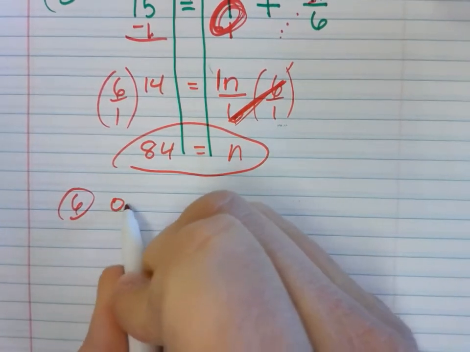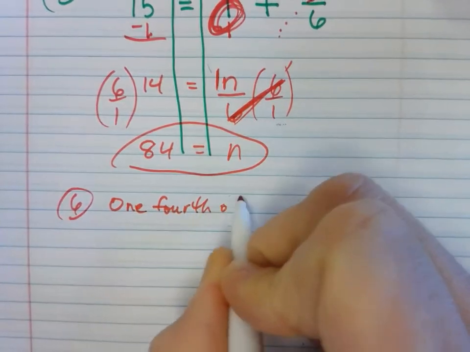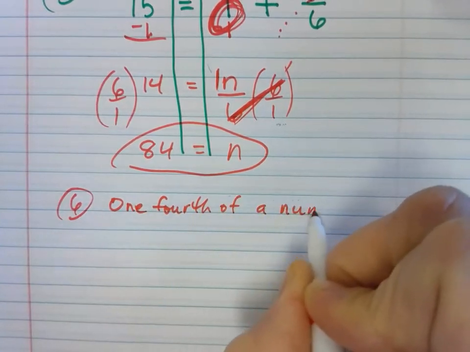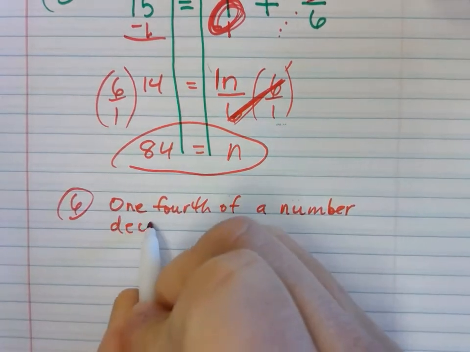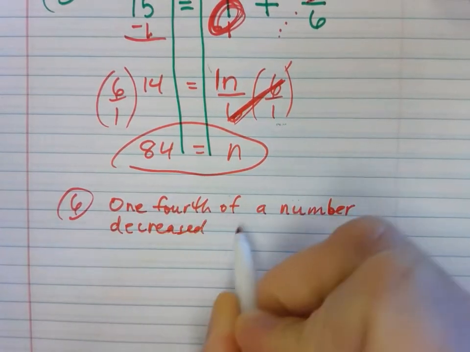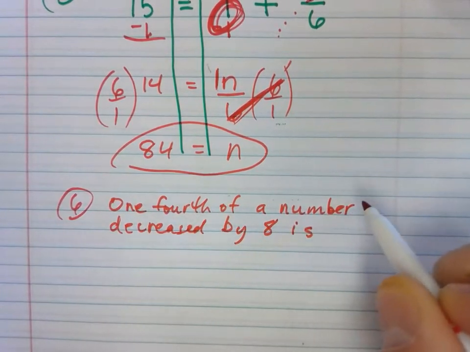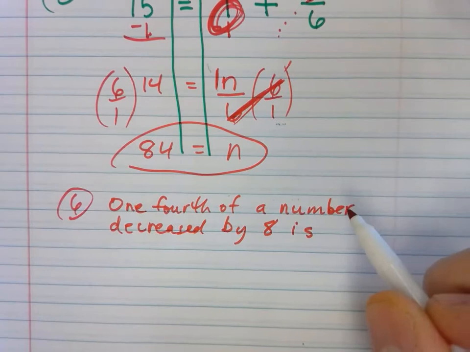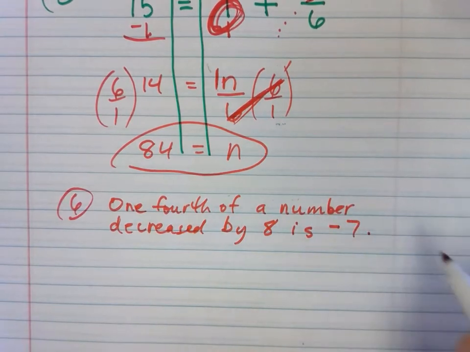So 1/4 of a number decreased by 8 is -7.